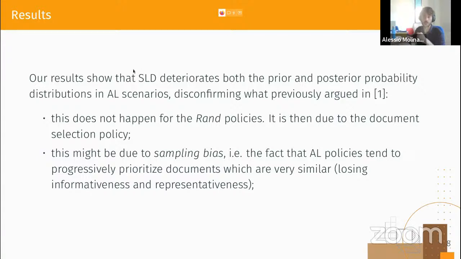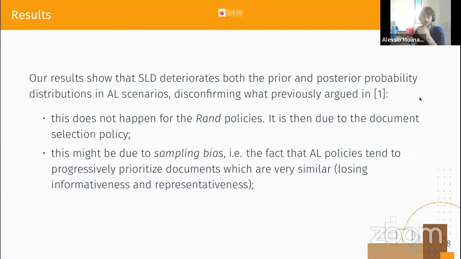But do notice that the results show that SLD deteriorates both the prior and posterior probability distributions. And this does not happen for the RAND policies. So it is most likely due to the document selection policy and not to the prior probability shift.